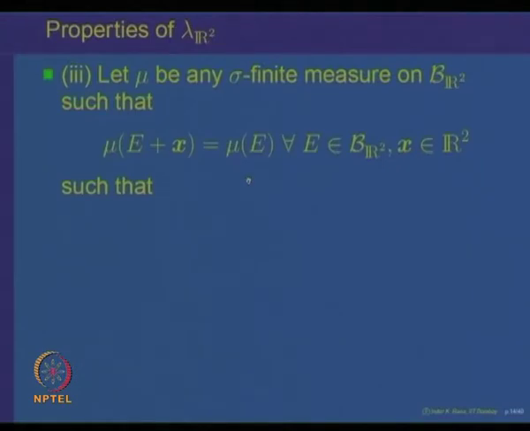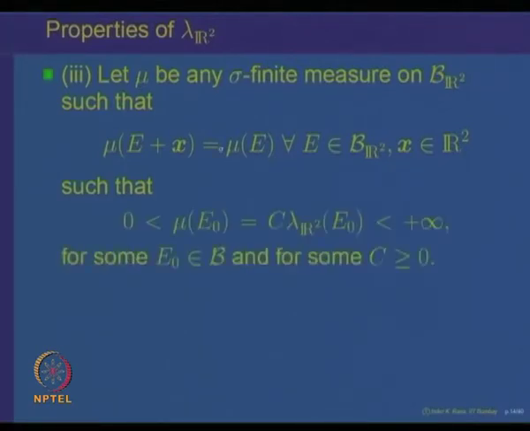For future reference, finally, we want to prove the fact that translation invariance is a unique property of the Lebesgue measure. So, let us take any measure mu, which is sigma finite on the Borel subsets of R 2, and assume it is translation invariant.